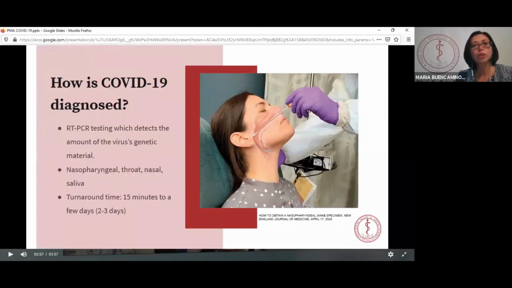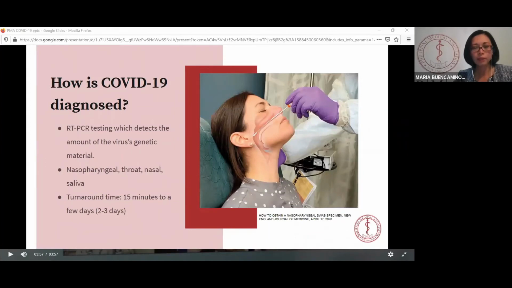So how do we diagnose COVID-19? So the test is called RT-PCR, and PCR stands for polymerase chain reaction, which is a test that detects the amount of the virus's genetic material. So the most common sampling technique is called the nasopharyngeal swab. And this is an illustration of how we collect sample from the nasopharynx. So the clinician inserts a 6-centimeter swab through the nostril and goes back to the back wall of the nasopharynx. So that swab stays there for about 10 to 15 seconds to ensure adequate sampling.